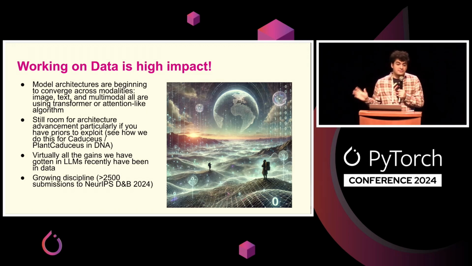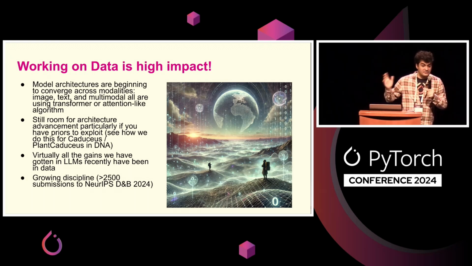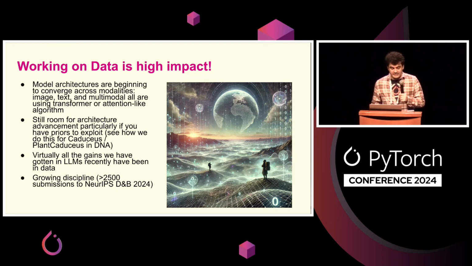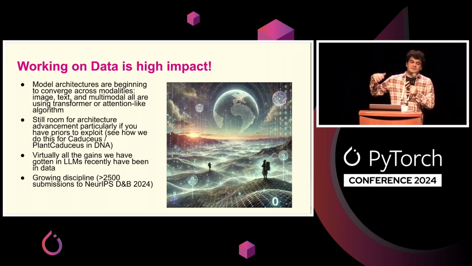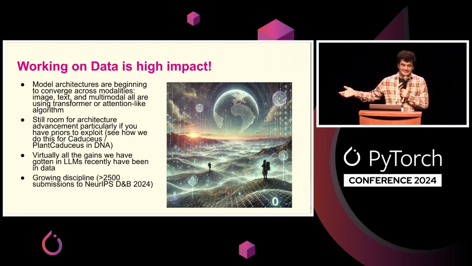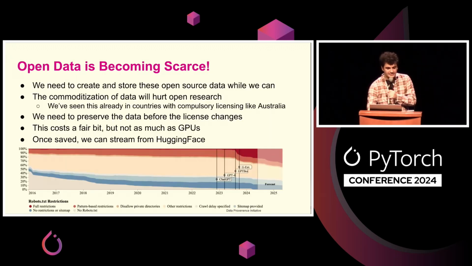Virtually all the gains we've gotten recently in LLMs, with maybe the exception of GPT-o1, have been solely in the data. And now it's a growing discipline. There are more and more people doing the data work, but it's still less compared to the number of people actually training these models, and proportionally it's actually less than it was before. And one really concerning thing is that open data is becoming way more scarce.